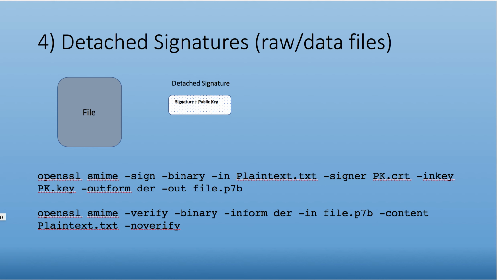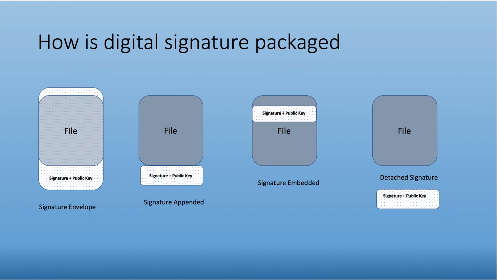So to summarize, signatures can be enveloped in a data file, or you can have a signature appended to the bottom of a file, which happens in the case of ELF, PE/COFF, EFI files, or you can have a signature embedded inside a file, which can happen in the case of RPM files, or you can have a detached signature. A detached signature is typically used in the case of, say, signing the initrd during Linux boot up.